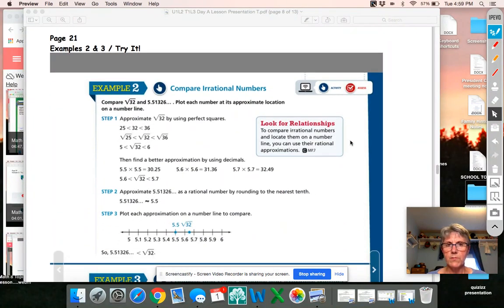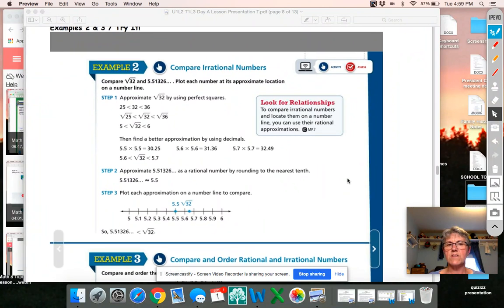The next example, example 2, is similar. This time we're going to compare the square root of 32 to the number 5.51326... So we're now comparing two irrational numbers. So again, we will do the same thing with the square root of 32 that we did with the square root of 74. So 32 is in between the two perfect squares of 25 and 36, which means that the square root of 32 is in between 5 and 6.